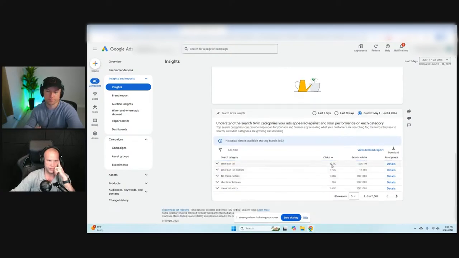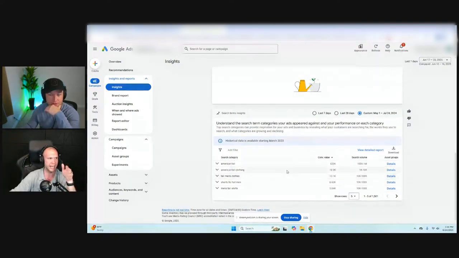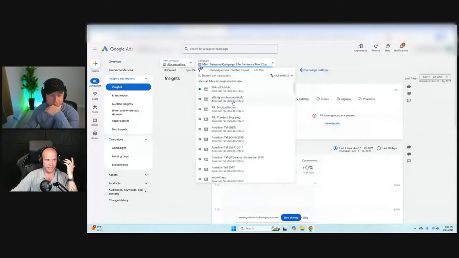And you get like 42,000 clicks on American Tall, 1,700 clicks on American Tall, and then 1,300 clicks on men's or tall men's clothing. So it's 44,000 compared to 1,400. You can see the conversion value is in the millions over a year-long time period, but it goes from about 40,000 basically, and the next one down is 13,000. So there's a pretty big gap between those two. And this is just search too.